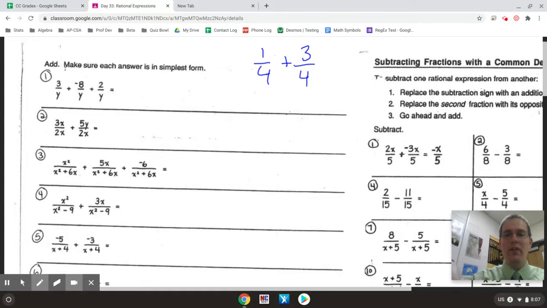When you're adding fractions with a common denominator, the denominator stays the same, in this case 4, and you add up the numerators and get 4/4, which you could reduce to just 1. So adding with the same denominator is easy.